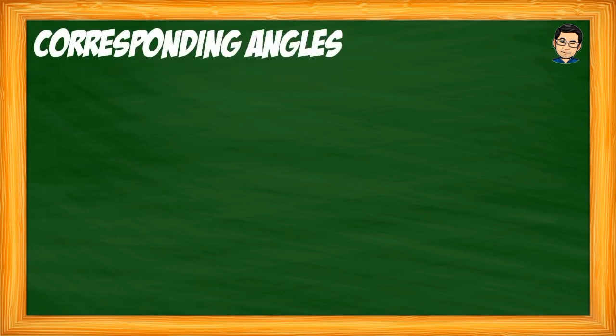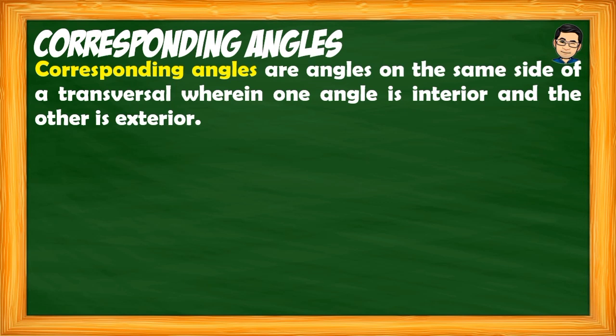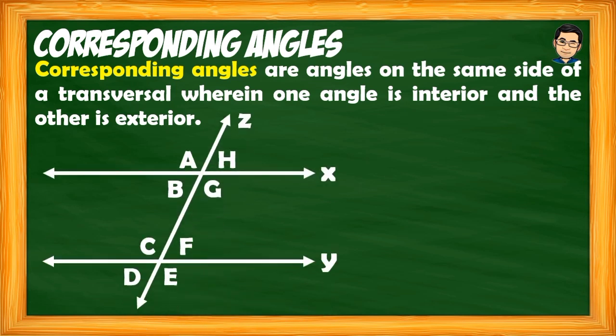Next, corresponding angles. Corresponding angles are angles on the same side of a transversal, wherein one angle is interior and the other is exterior. So, ayan, meron po tayong clue. So, yung isang angle po is interior, nasa loob, and then yung isa naman, exterior, nasa labas. So, para hindi po tayo malito sa corresponding angles, meron po siyang angle na nakapagitna.